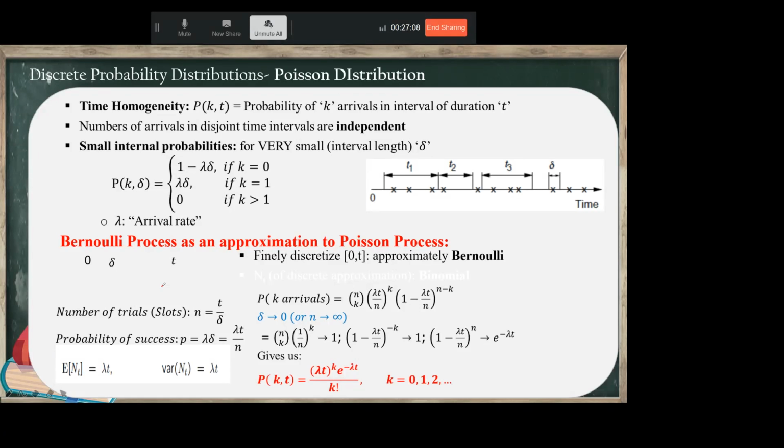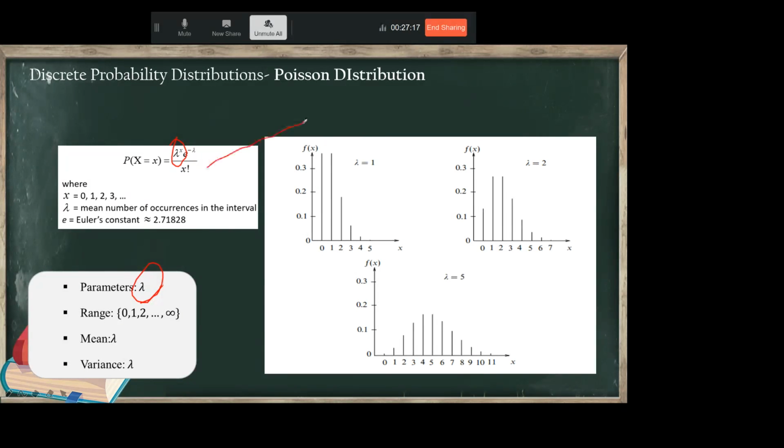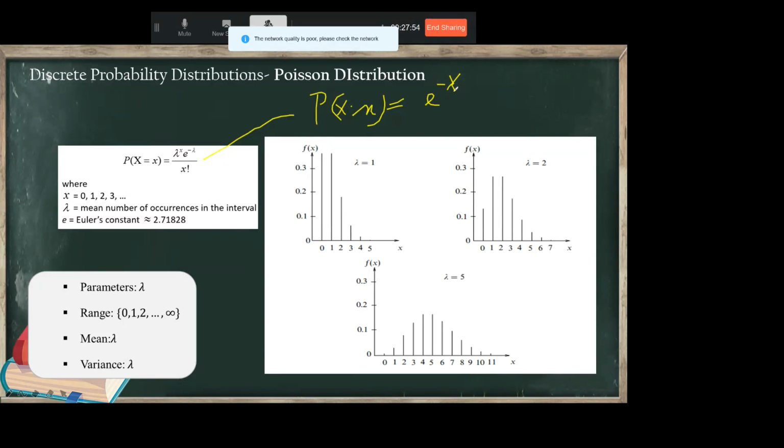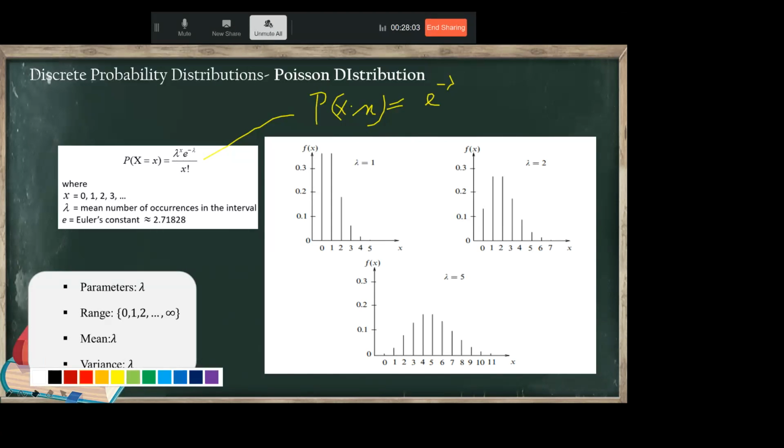So how can we do that? The new P of X will be the probability of X equals small x, with lambda, because now we are talking about time, so lambda t. So by including time, we get the probability of X equals small x equal to lambda e power minus lambda t, and the remaining is the same.